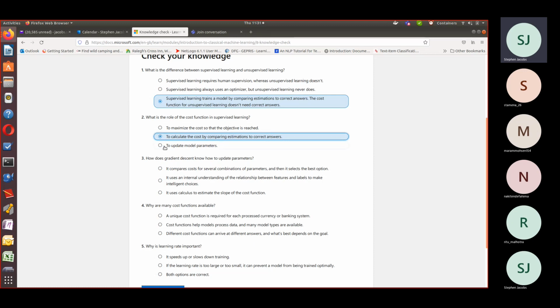Let's see if we're right. It has something to do with updating the parameters, but that is using the cost function, not actually the cost function itself. So let's see when we get to the end.